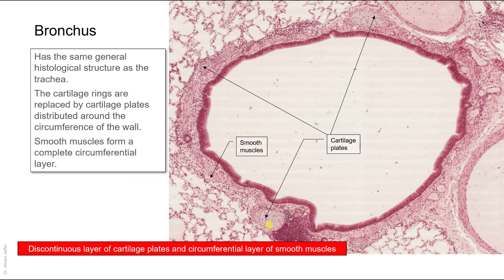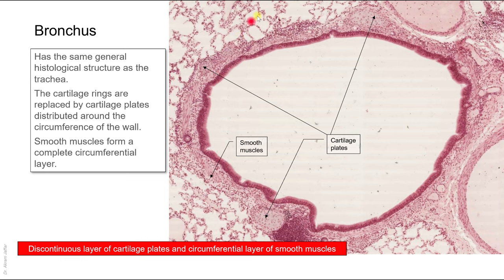And so the smooth muscle fibers are not only restricted, like in the trachea, to the trachealis muscle posteriorly, but you can see that the smooth muscle constitutes a complete circumferential layer all around the bronchus. So the main feature here is a discontinuous layer of cartilage plates and a circumferential layer of smooth muscle fibers. And obviously this section is of the part of the bronchus that is present inside the lung.